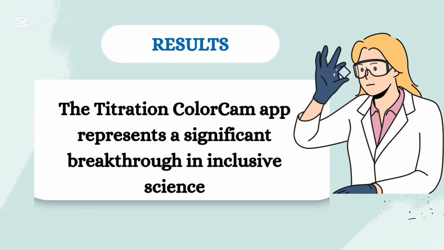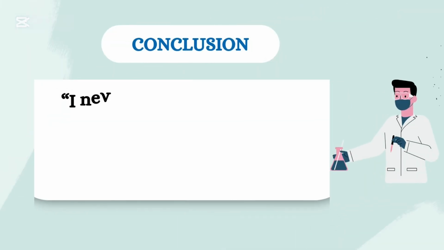Students with visual impairments were able to detect the endpoint without help. The accuracy was comparable to that of students without disabilities. Confidence, active participation, and independence increased among students. The system responded appropriately to different indicators: phenolphthalein, bromothymol blue, starch.